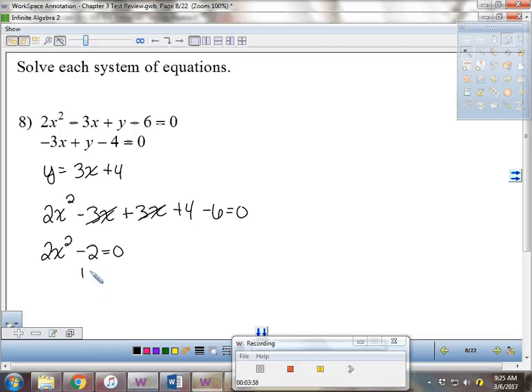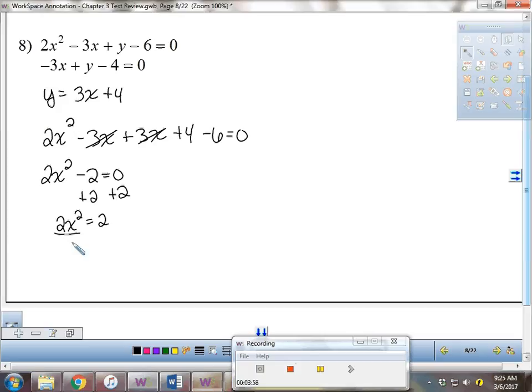So now all I have to do is solve for x. So I'll add the 2, and then I will divide by 2. So I get x squared equals 1. Well, then to get this squared off, I would have to square root and not forget that I have to do the positive and negative root. So the square root of 1 is 1. So I get a positive 1 and a negative 1.